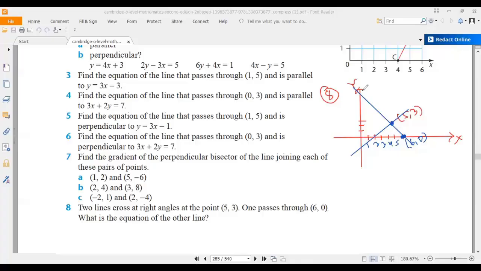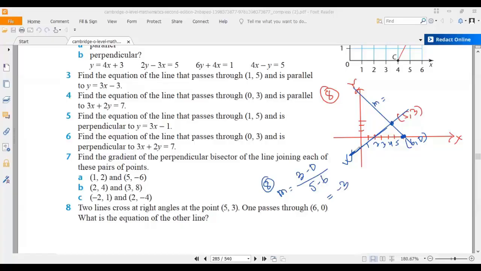And this line 1 passes through (6, 0). Now we need to find the equation of this other line. How can we find it? This is very simple. At first, we need to find the gradient of this line. The gradient of this line should be (y1 minus y2) by (x1 minus x2), so (3 minus 0) by (5 minus 6). 3 minus 0 is 3, 5 minus 6 is minus 1, so minus 3.